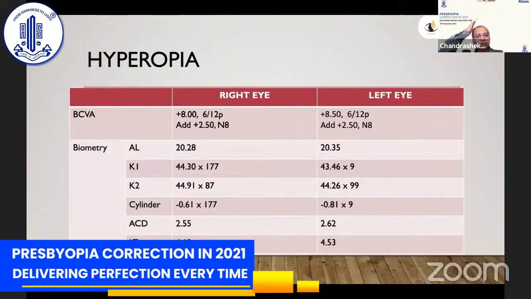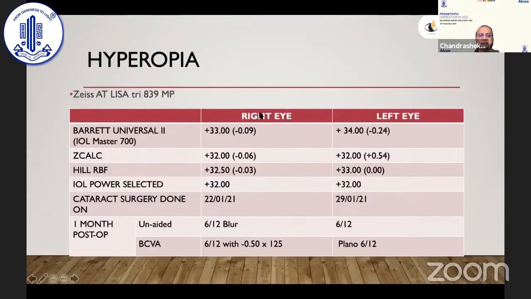This is an example of hyperopia, a bilaterally amblyopic patient. It was actually a case of nanophthalmos. The patient was made to understand very well that there would not be much improvement in vision, but he was very keen on surgery. And again, different types of lenses were suggested. If you go by average, the average came to 32.5. But the patient wanted a trifocal, and 32 was the available one without any extra premium. So we went ahead with that, and the patient was bang on target.